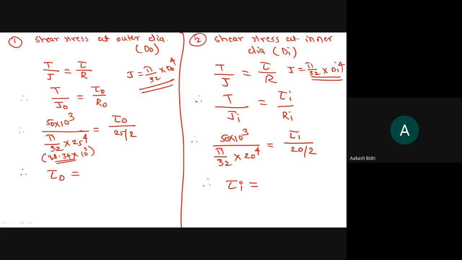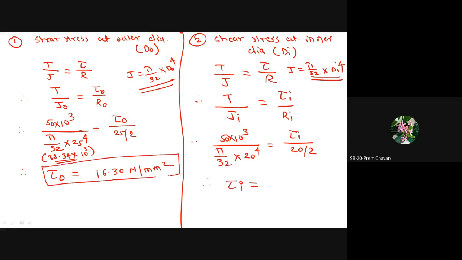Yes sir, it is correct. Tau O, yes, 16.30. 16.30 Newton per mm square. Please check your answers. 16.29, yes, 16.29, 16.30, maybe sometimes you will get 31. It depends upon the digits you are taking. 16.30 Newton per mm square.